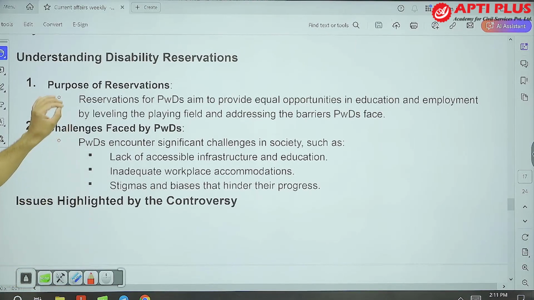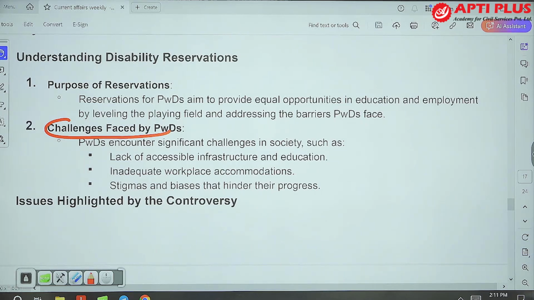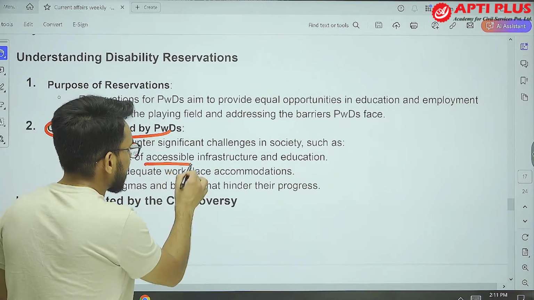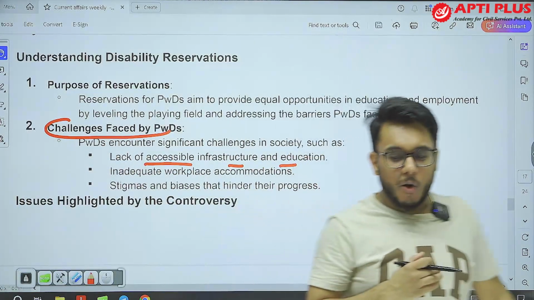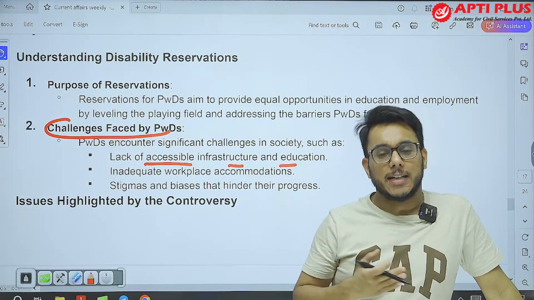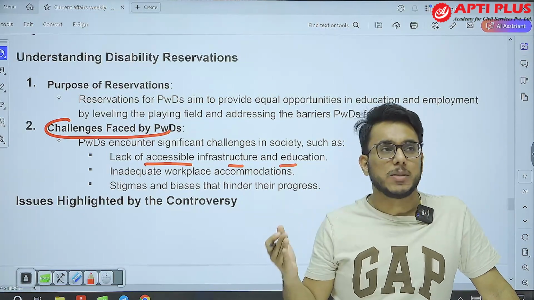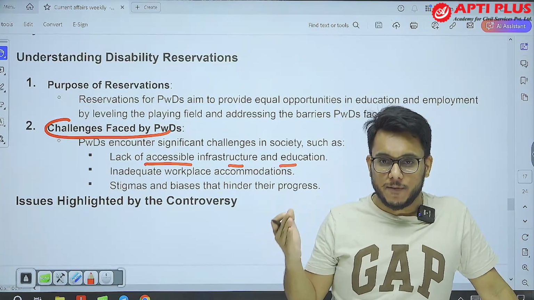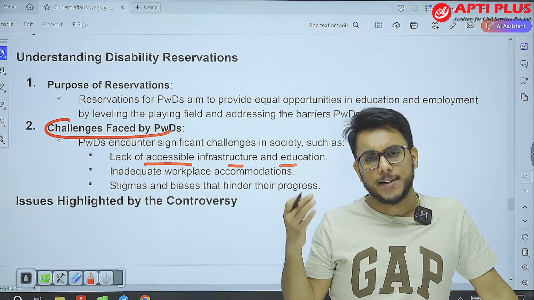First of all, we need to see what challenges are faced by a person with disability. Number one, lack of accessible infrastructure and education. This can be called the problem of a poorly designed world. Schools and buildings are not accessible, and even where they are, many times they fail to provide for these needs.